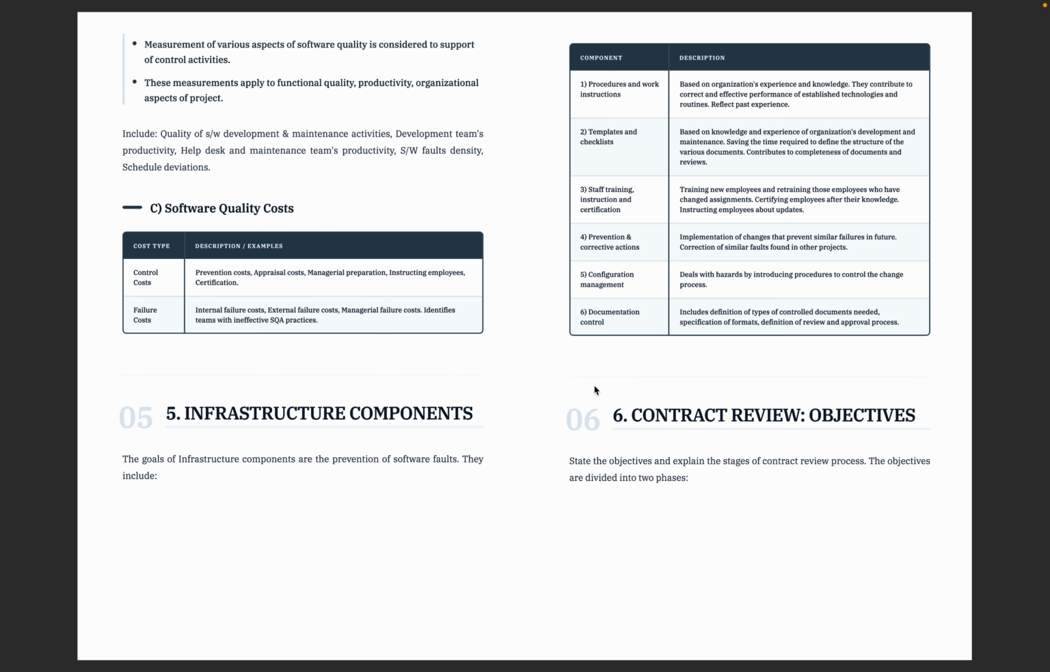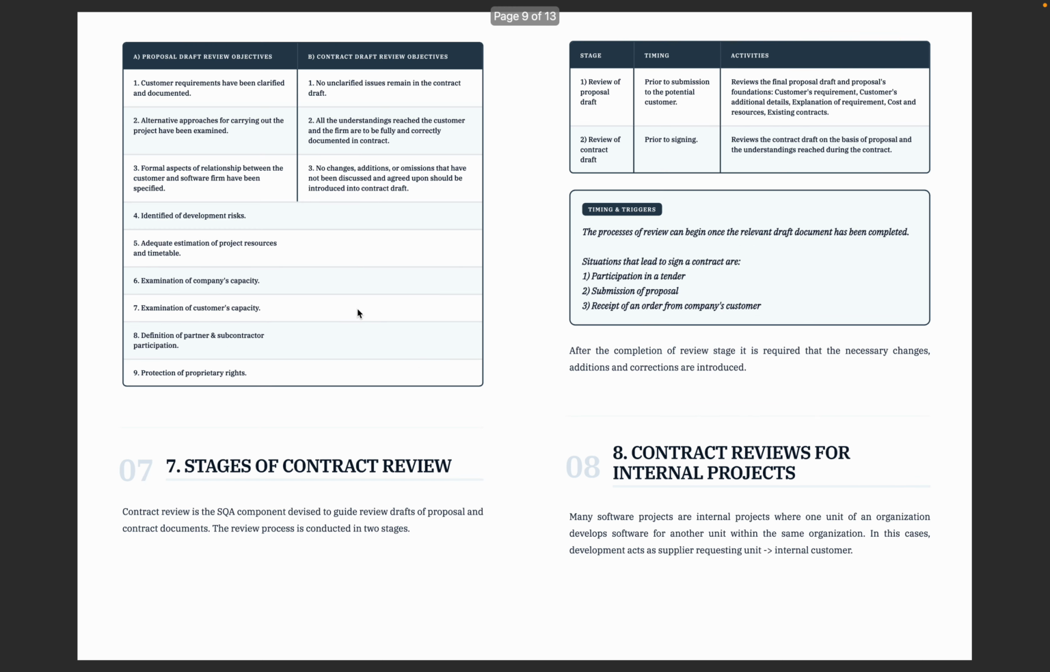And next is contract review objectives. What are the objectives of contract review? Contract review sounds boring, but it saves projects. The objective is very simple: no confusion between customer and developer. Stage one is the proposal draft. This happens before submission. Here we check: are requirements clear, is the cost estimation realistic, and do we even have the capability to do this project?